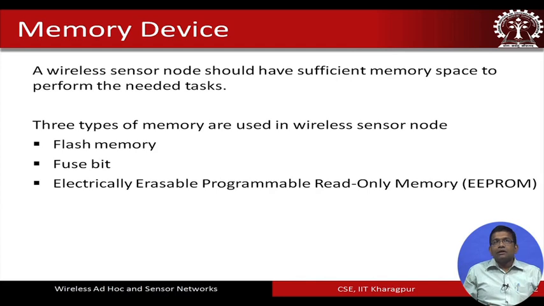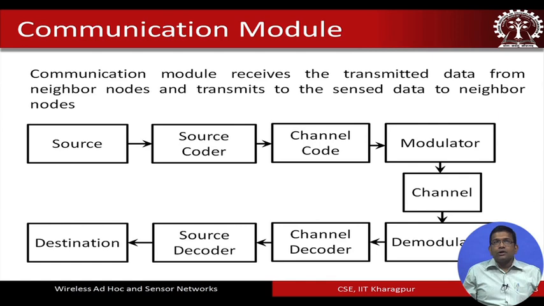Then we have the memory device, which will store the data. These data have to be stored in the memory space, so this device stores it, and there are different types of memory devices that can be used. Flash memory could be used, fuse bit memory could be used, EPROM based memories could be used. So, that is the memory unit, and then you have the communication unit.